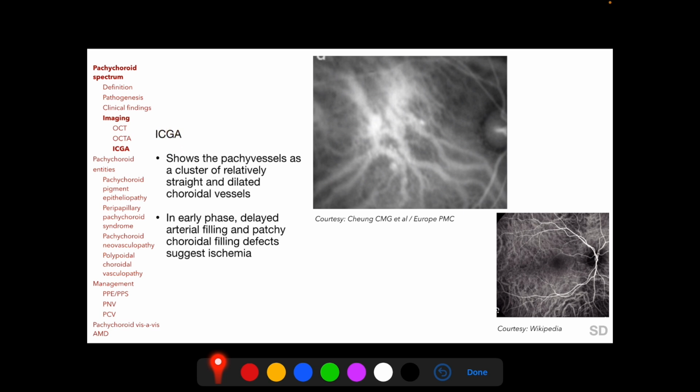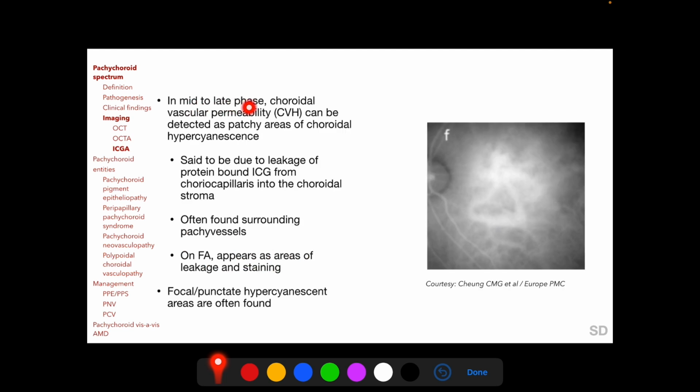Indocyanine green angiography in pachychoroid spectrum shows the pachyvessels as a cluster of relatively straight and dilated choroidal vessels, whereas in a normal fundus, the larger choroidal vessels taper as they move towards the center of the macula, the pachyvessels in the macular region remain dilated without tapering. In early phase of ICGA, delayed arterial filling and pachychoroidal filling defects suggest ischemia of the choroid, and in mid to late phase of the ICGA, choroidal vascular hyperpermeability can be detected as patchy areas of choroidal hypercyanescence as seen here in this photograph.